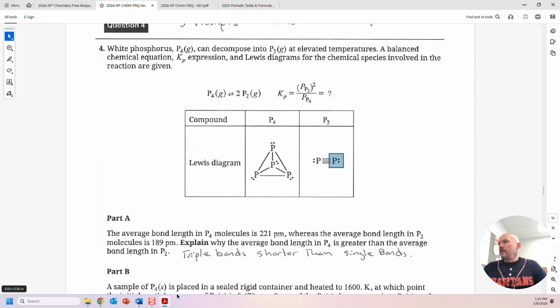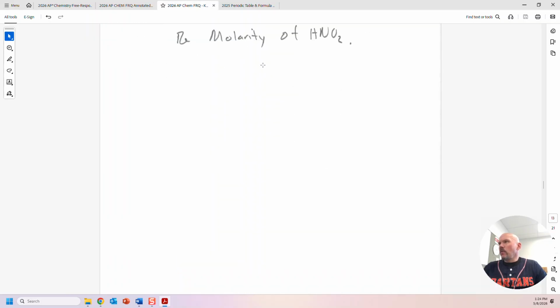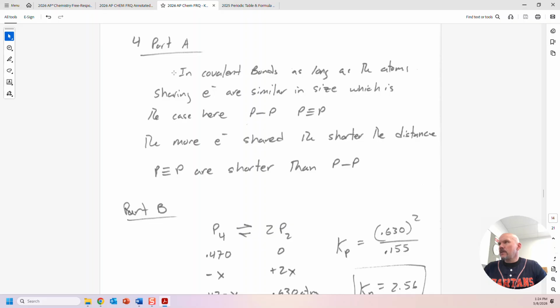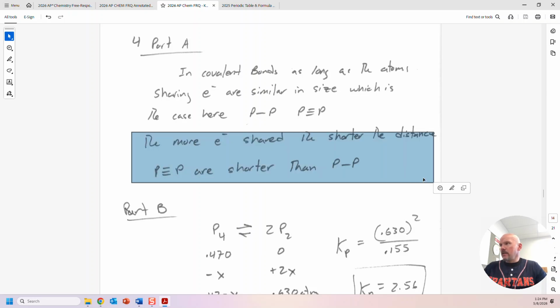So, we already know that this is the shorter bond, and we just kind of have to explain why. And again, triple bonds are shorter than single bonds, but maybe you want to explain that a little bit more. So in covalent bonds, as long as the atoms sharing the electrons are similar in size, which is the case because they're all phosphorus atoms, the more electrons being shared, the shorter the distance between the two atoms, and so the shorter the bond length. Okay.